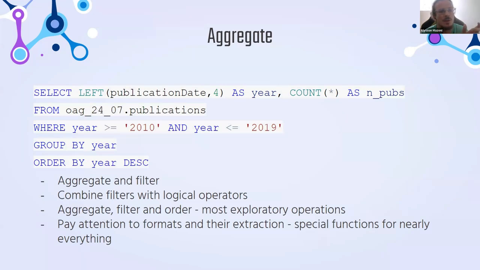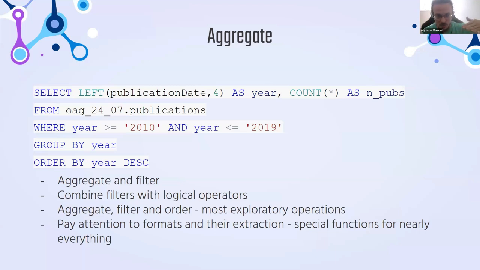So you have this function called left that takes the first four characters of a string. Here, the date is stored as a string. We can move that on in the future, but I'm taking the first four characters, which are the year. Then I'm taking last publication date for the first four characters as year, and I'm nicknaming it year, and I'm counting the publications just like I did in the previous query. But here I am also grouping and ordering, but I am adding a filter.